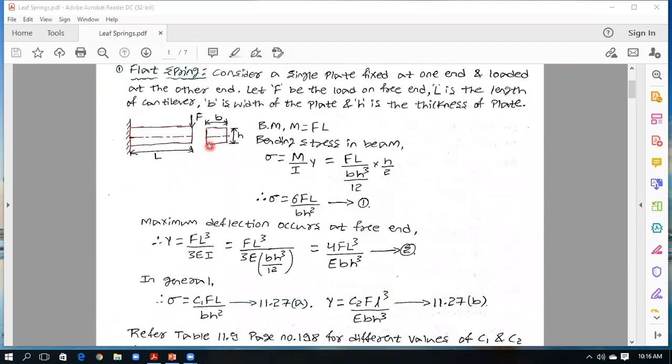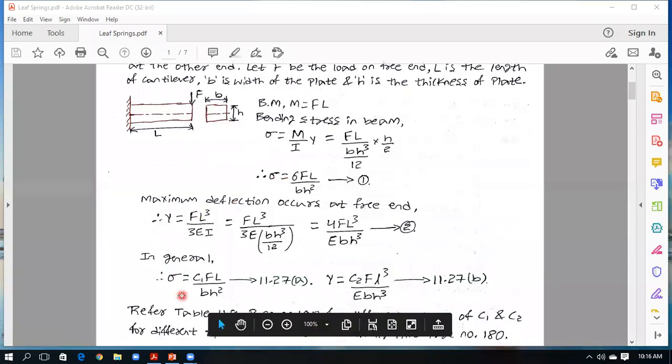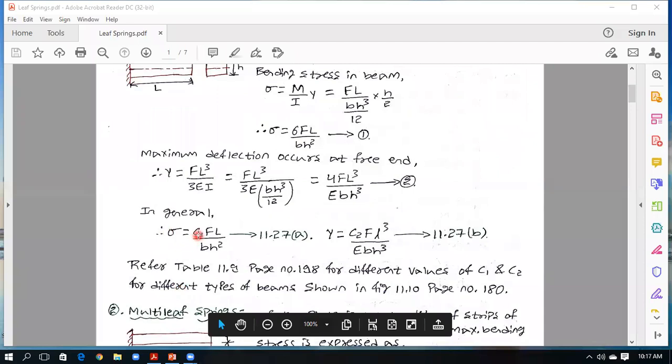In all the cases, whatever the flat spring is there, it may not be subjected to only cantilever. There are different types of conditions. The flat spring is not only subjected for cantilever, there are other cases like a simply supported beam. Means in general, you have to write the stress induced in the spring, and how to calculate the maximum deflection. In general, I'm going to write it as sigma is equal to C1.